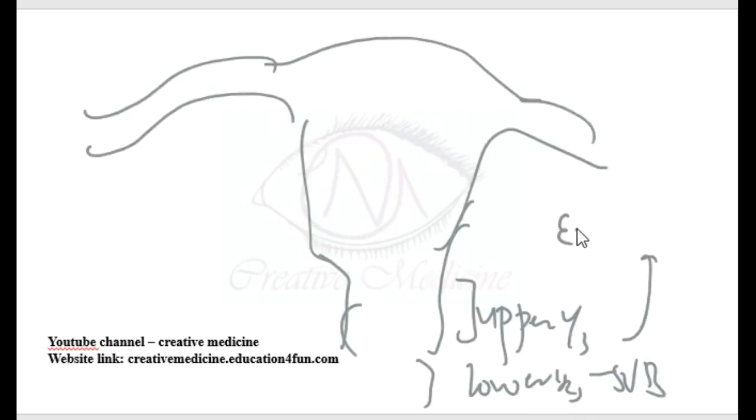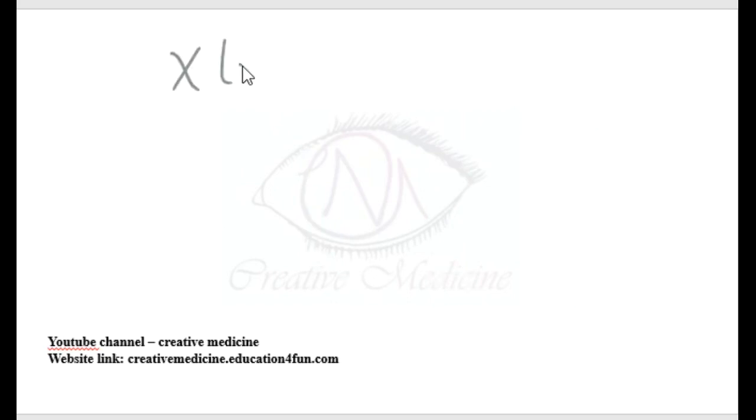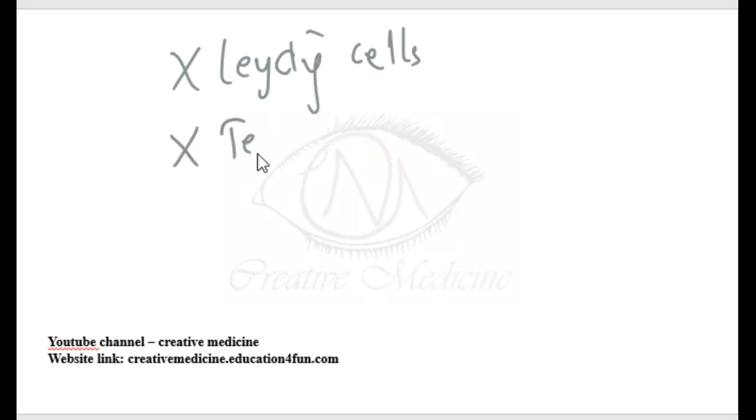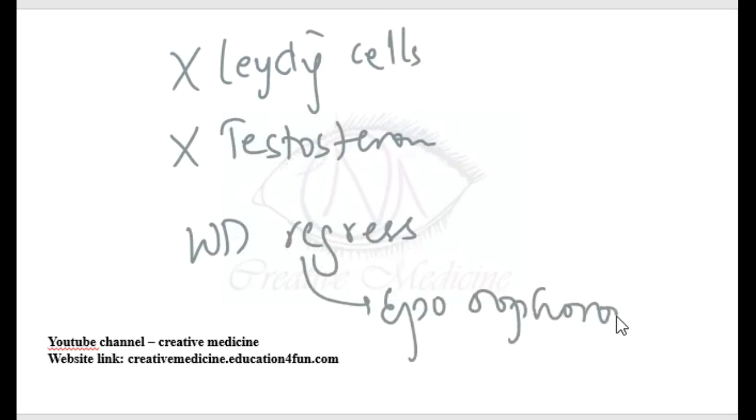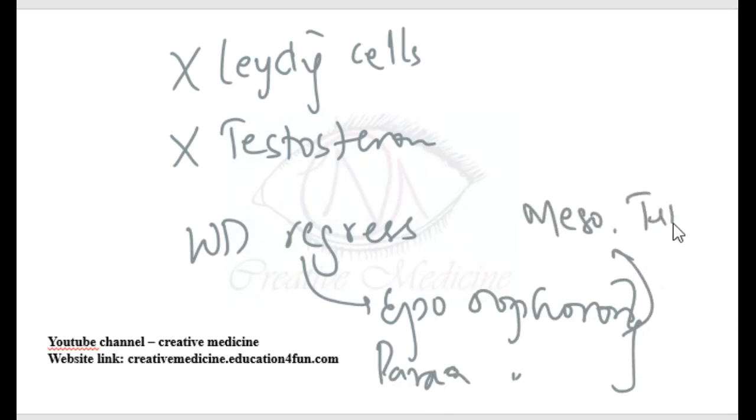In the females, there is absence of Leydig cells. Thus, there is no testosterone. Whenever there is no testosterone, there occurs regression of Wolffian duct. Thus, Wolffian duct remnants are formed like epoophoron and paraophoron, and Gartner's duct are formed. Epoophoron and paraophoron are the remnants of mesonephric tubules. Gartner's duct are the remnant of mesonephric ducts.